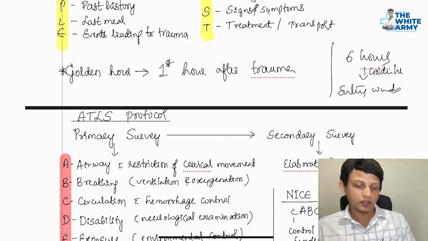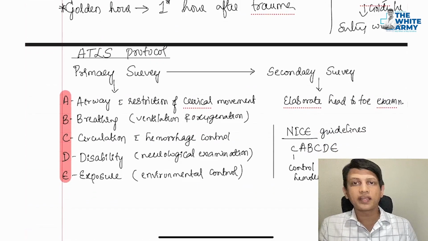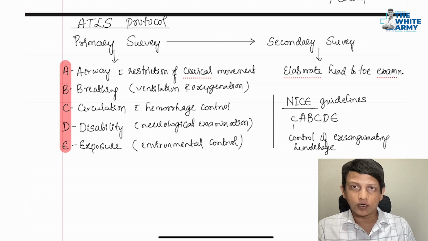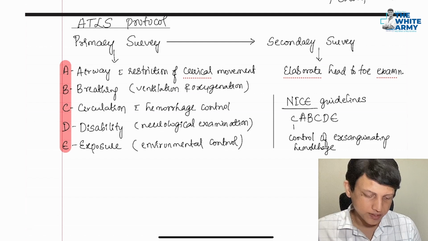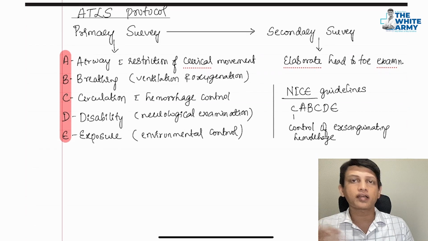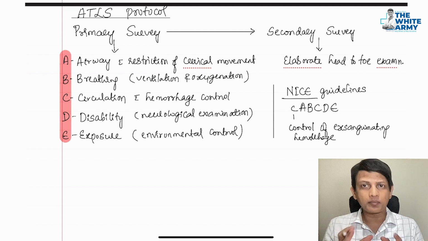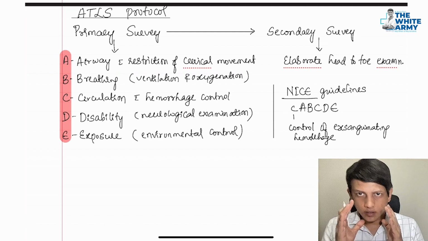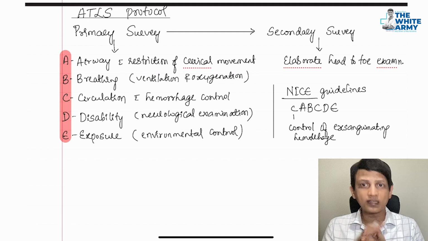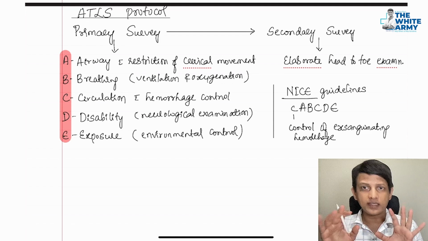Okay, so let's come to the ATLS protocol. How do you assess the patients? Something called primary survey and secondary survey. We all know this. In primary survey, we give focus to the most important or vital things. You can easily remember by A, B, C, D, E.